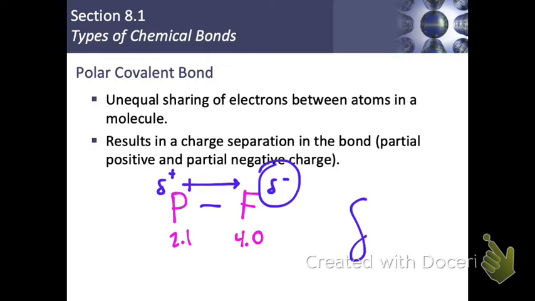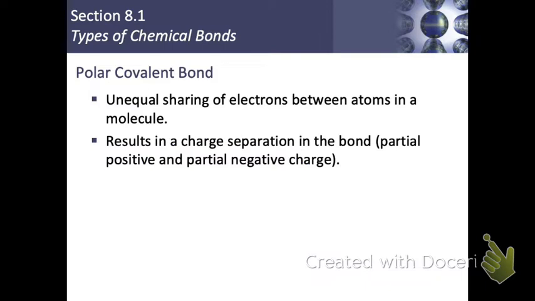So polar covalent bonds end up with this partial positive, partial negative charge happening. Polar means things are uneven. You might want to write that out, highlight it, whatever. Polar means uneven. Non-polar means even. I think that's a little counterintuitive, but that's how it goes.